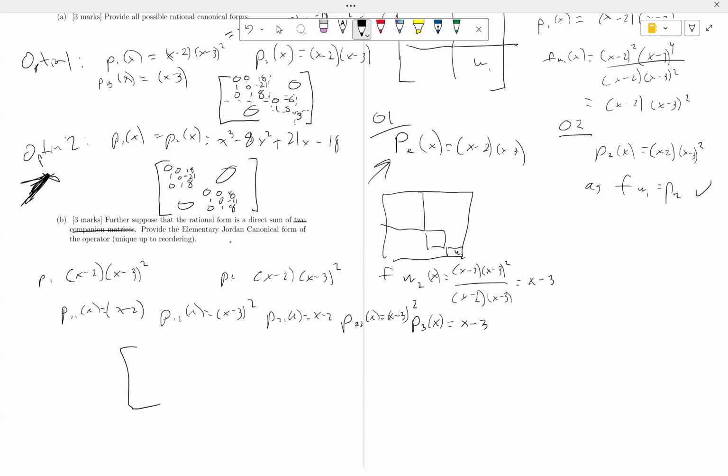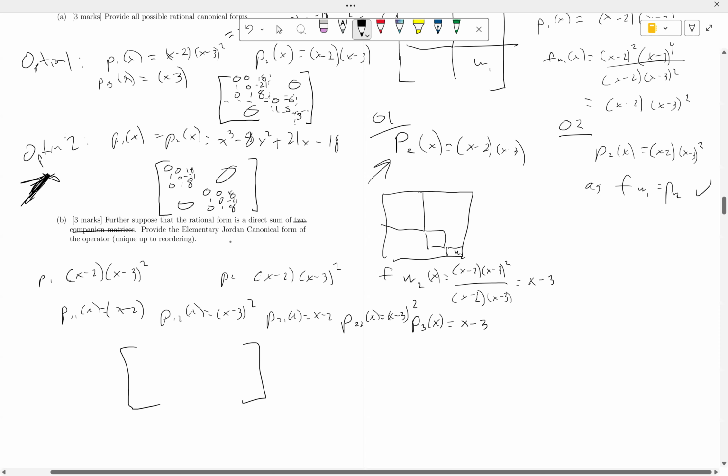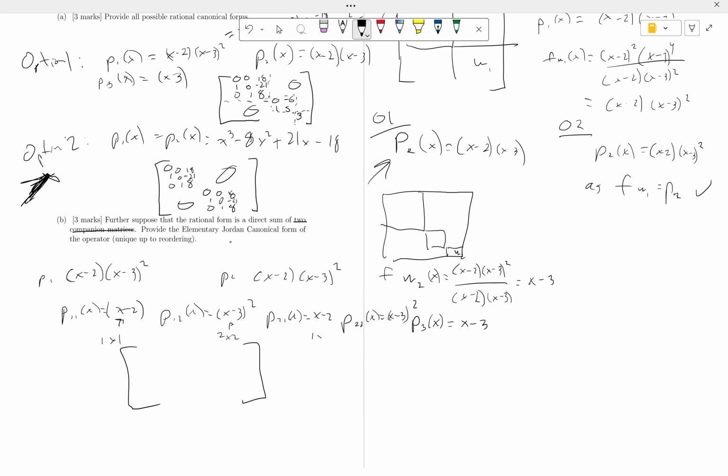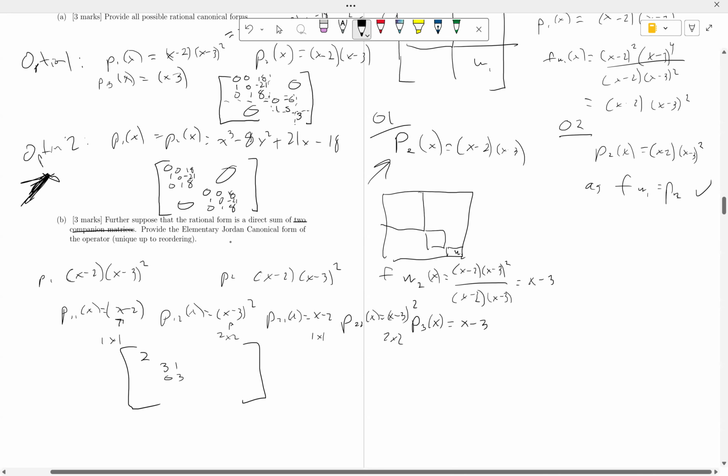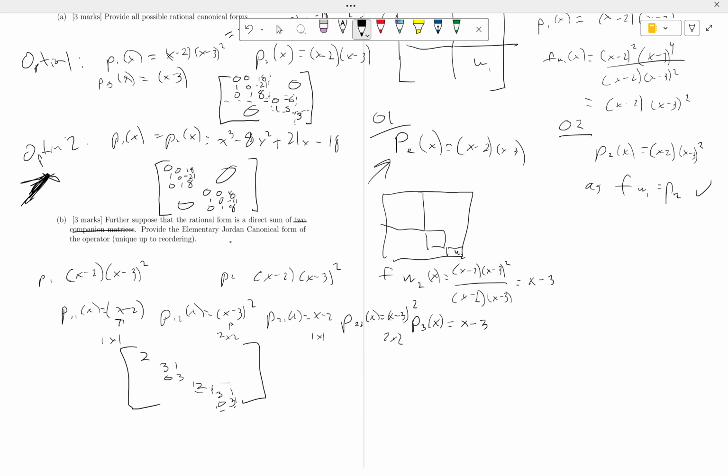So when I break this up, I've got 4 things: a 1 by 1 Jordan block, a 2 by 2, a 1 by 1, and a 2 by 2. So it's going to be 2, then 3, 1, 0, 3, then 2, then 3, 1, 0, 3. And that is my Jordan canonical form. You can reorder it if you would like, but this is a perfectly valid Jordan canonical form.